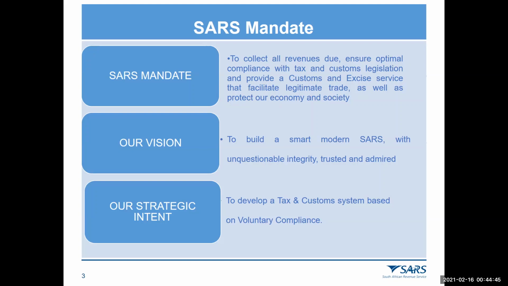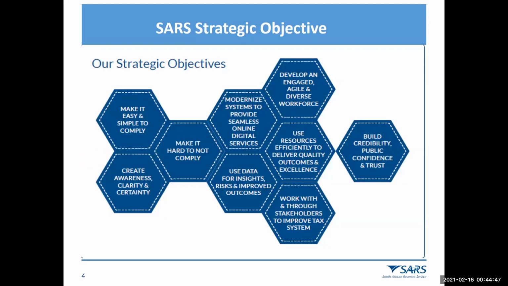Then to provide more clarity on this strategic intent, we've adopted and employed the 9 strategic objectives. But the most critical one that I want to highlight in this presentation is the one where we said we want to make it easier and simpler for the traders and the travelers within this segment to comply, and also create awareness and clarity as well as certainty. And we believe that if the travelers and the tourists have the clarity and the awareness, the level of compliance will voluntarily improve. And then make it hard to not comply.